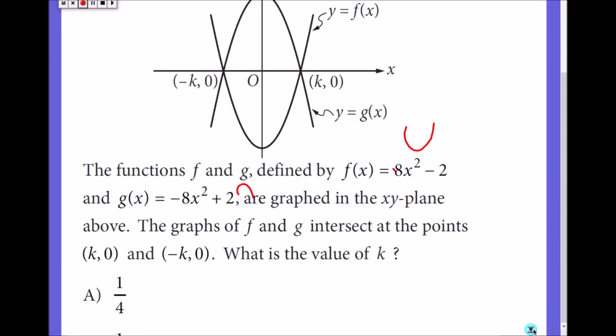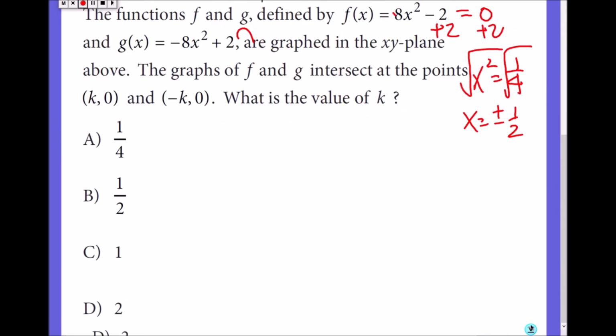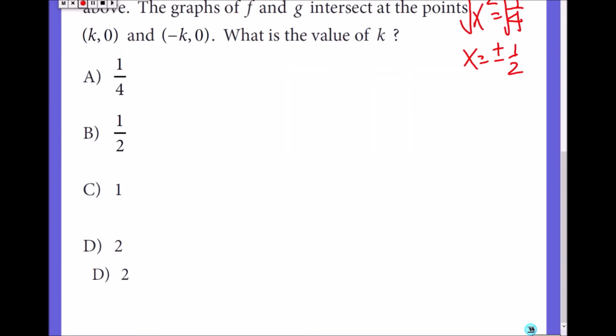So you have to just think about when this becomes 0, right? So 8x squared minus 2 equals 0, so add 2. So that equals 2, so divide by 8, divide by 8. So you get x squared equals 1 over 4. So when you square root it, you get x equals plus or minus 1/2. So either one, right? So it has to be B, 1/2.